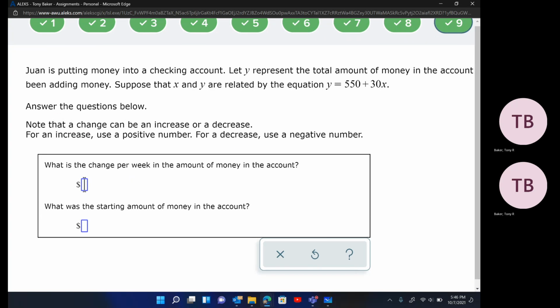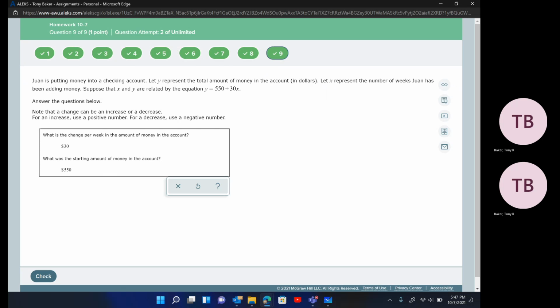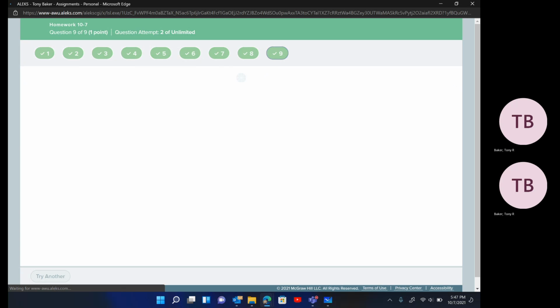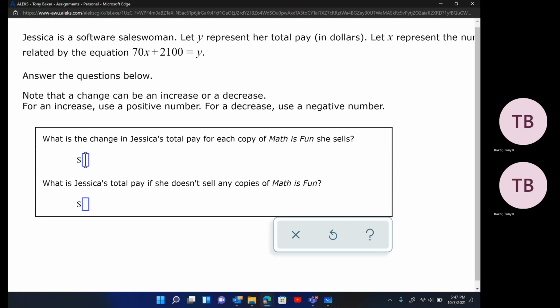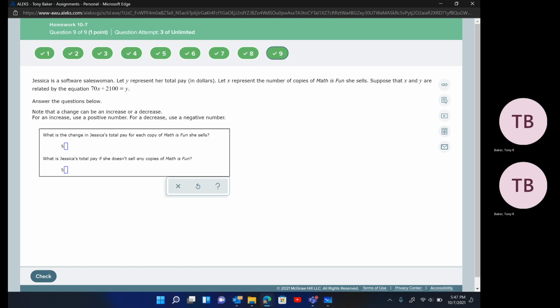All right, this one. What is the change per week? So in this equation, y equals 550 plus 30x. What's the change? 30. And what's the starting amount of money? 550. I'm hoping you can get one that has a negative sign in it. Nope, it's not going to give me one that has a negative sign in it. Just notice their note. If their slope or the thing is negative or minus, put the negative sign in. That's fine. It can happen. Okay, so just put the negative sign in.